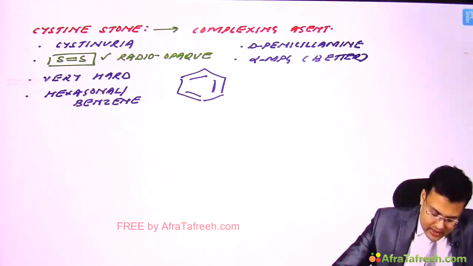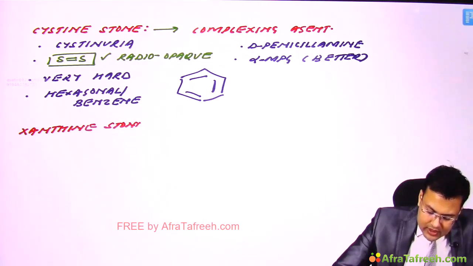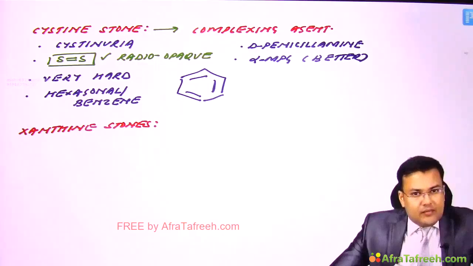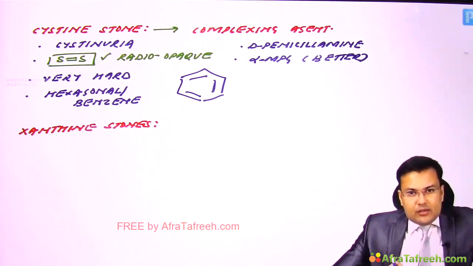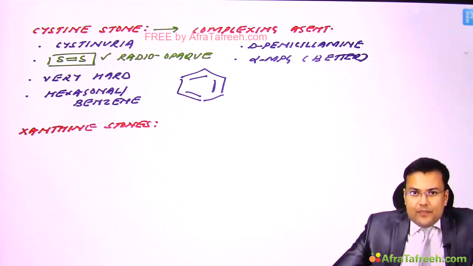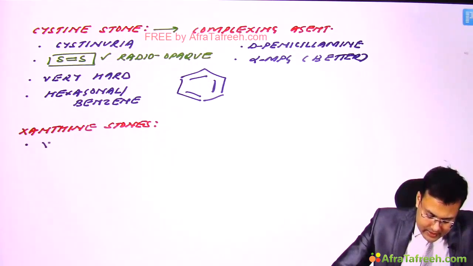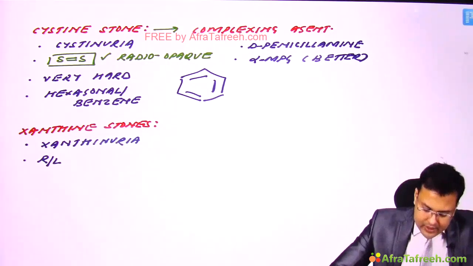Then there are xanthine stones. Okay, so obviously these xanthine stones are seen in which condition? In the urine there should be increased concentration of xanthine, so these are seen in xanthinuria, and these xanthine stones are radiolucent. So this is seen in xanthinuria, and the stones are radiolucent.